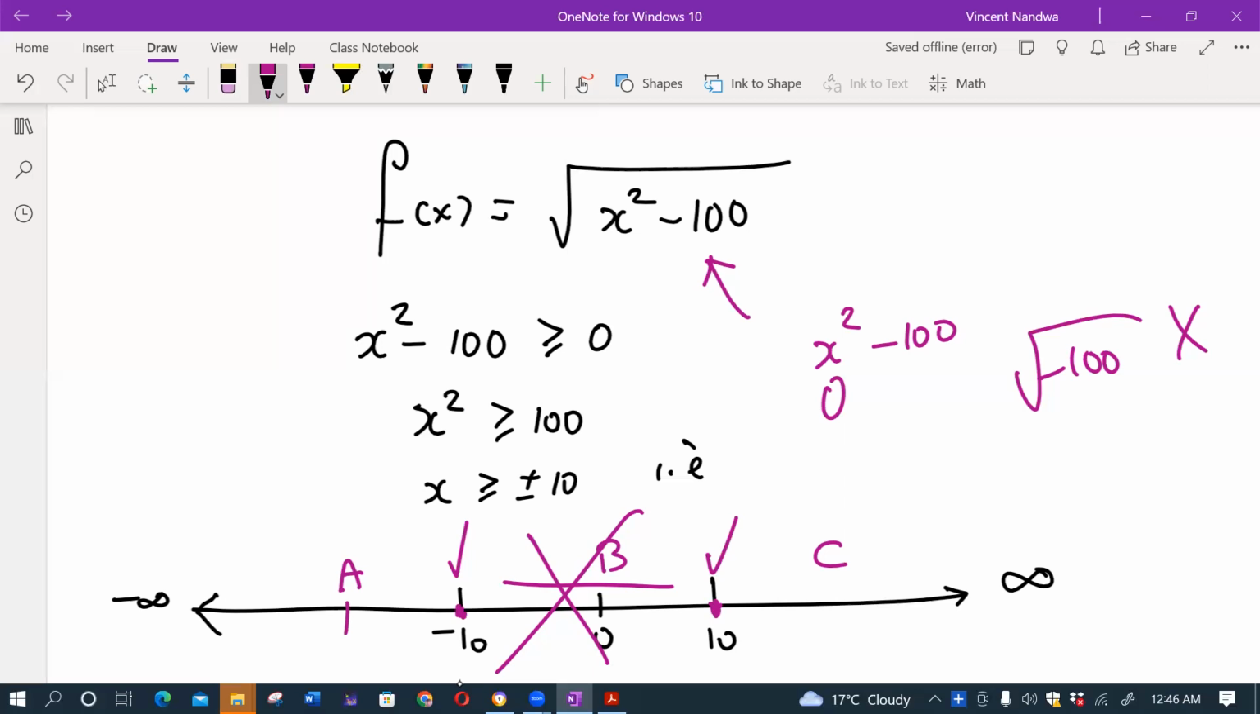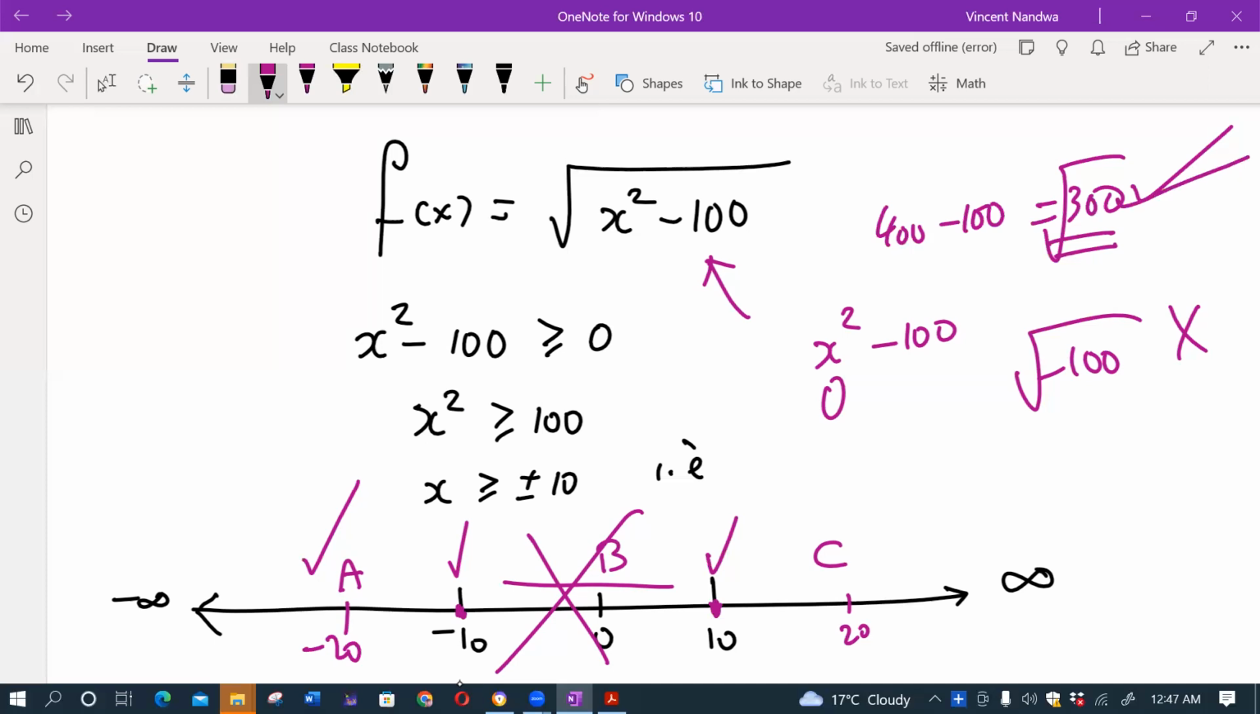Pick any number in the interval minus infinity to minus 10, say minus 20. If I square minus 20, I get 400. 400 minus 100 is 300. This being a positive number, I know the square root will be defined. So all values within this interval are also correct. Similarly, if I pick a number in the interval from 10 to infinity, say 20, and put it into this, I'll also get x squared minus 100 being positive, whose square root will be defined. So all numbers within this interval will also work.